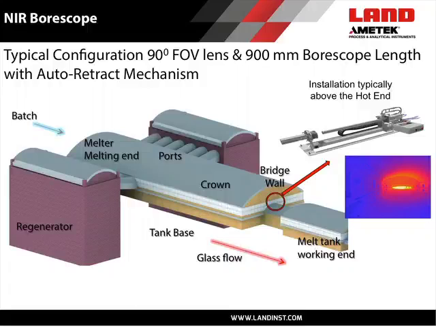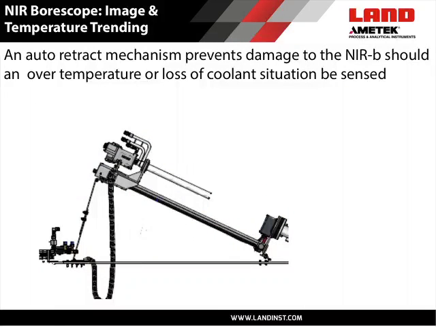So here we have a schematic of a typical side-fired glass melt tank. The position where one would usually mount one of these thermal imaging devices would be high on the bridge wall, angled slightly downwards, looking into the tank. In a typical thermal imager installation like this, it would be mounted on an auto retract mechanism. The auto retract mechanism will automatically remove the imager should it sense an over temperature condition or sense a lack of coolant or air purge flow.